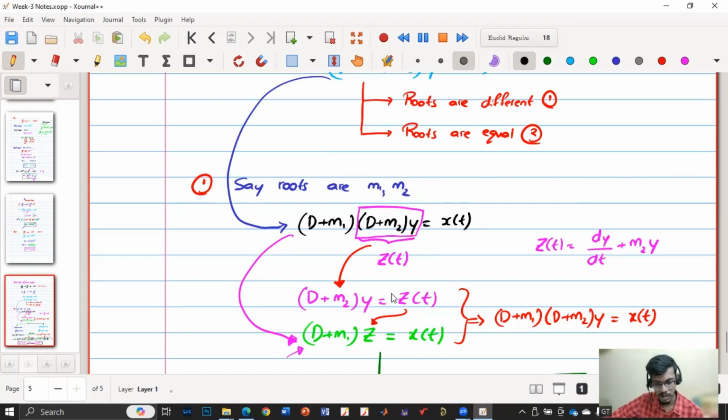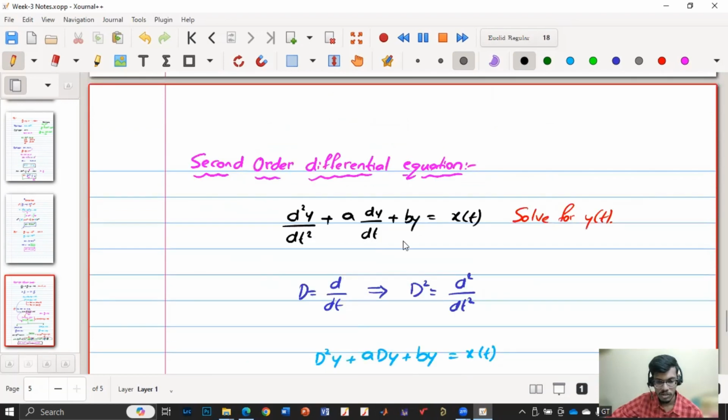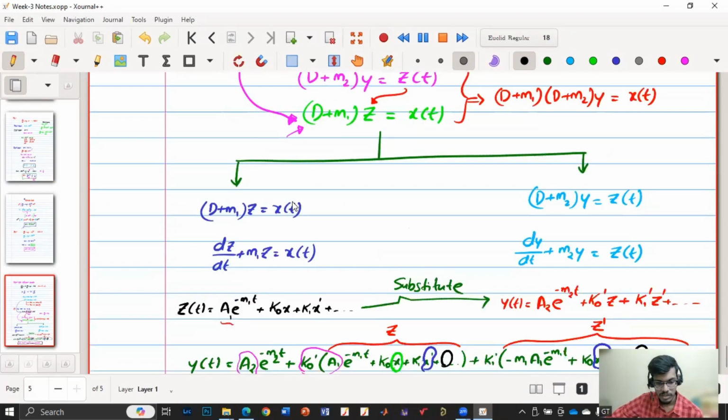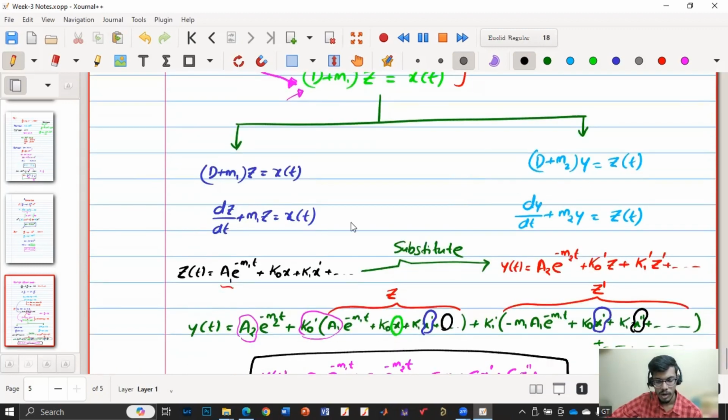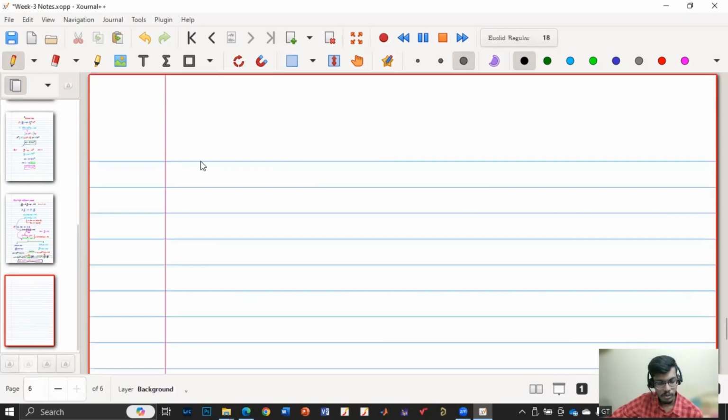This I have assumed as z of t. Then I got two first order linear differential equations. The main objective is to divide the second order differential equation into two first order differential equations. After that, we used exactly the same concept we learned previously to get the expression of z of t as well as y of t. Then we substituted this z of t here and got a generalized y of t expression. I hope until this point it is clear.